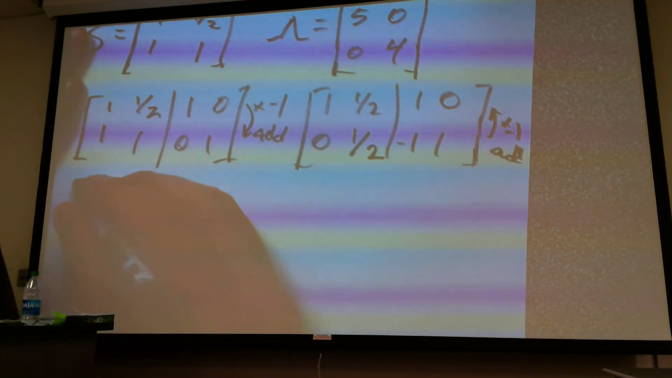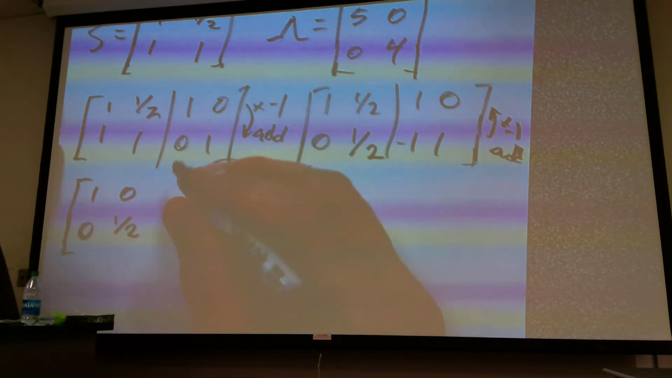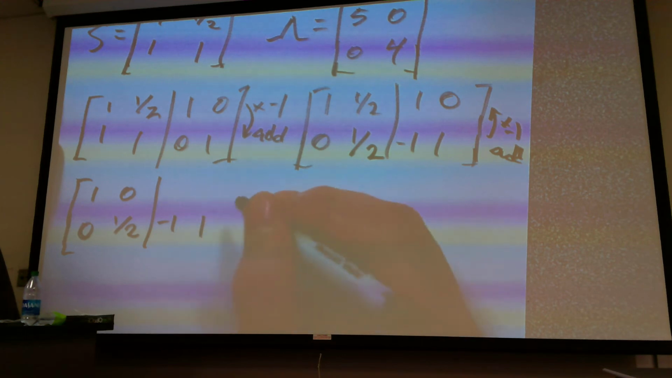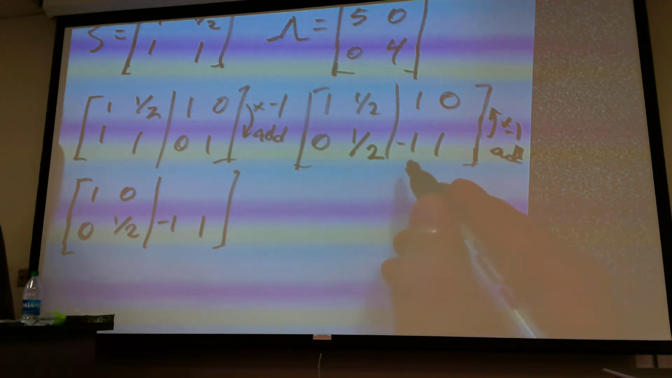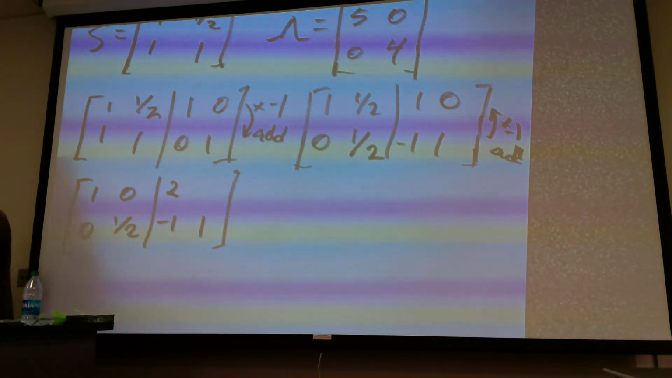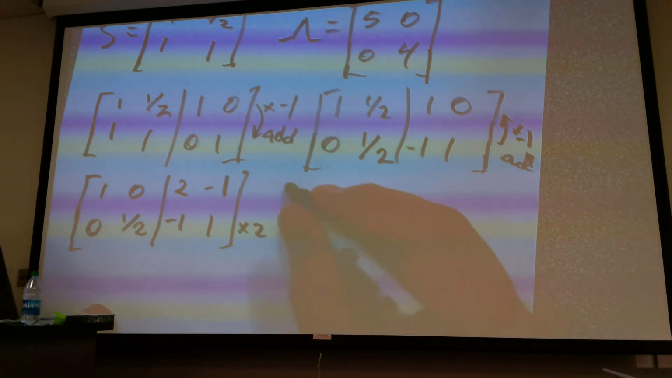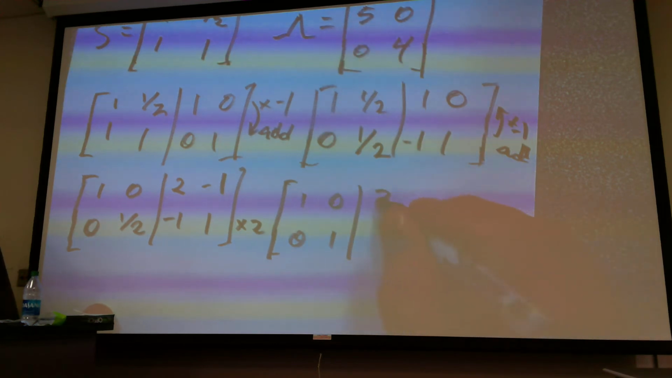So that would give me 1, 0, 0, and then 1/2, and -1 and 1. If I multiply that by -1, it's going to turn into a +1. +1 plus 1 is 2. If I take that and multiply by -1 and that upwards, that's a -1. Then I have to take this one and multiply by 2. So we get 1, 0, 0, 1, augmented with 2, -1, -2, and 2.